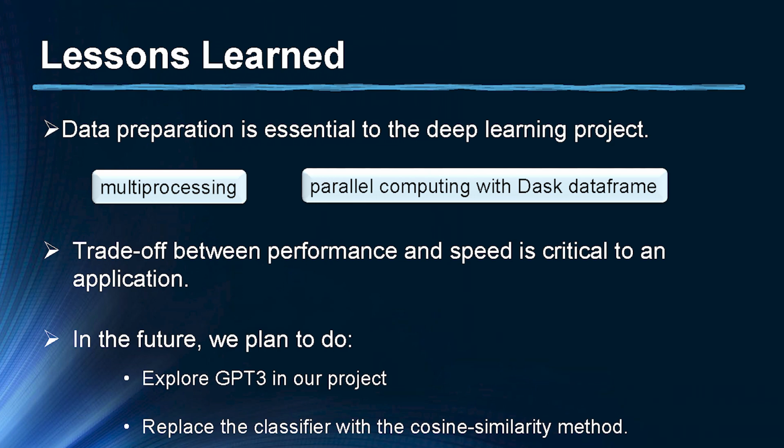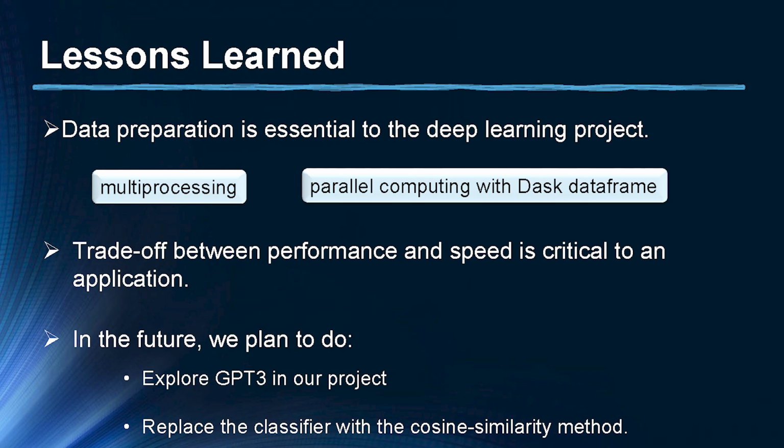In the last part, we will discuss some lessons learned during this project. We realized data preparation is quite essential to a deep learning project. We are handling a huge dataset, so we learned to use multiprocessing and parallel computing techniques in our data preparation procedure. It was a really good learning experience for us. Also, we realized that a more powerful pre-trained model may not necessarily achieve better performance. So we need to do more experiments, and the trade-off between performance and speed is critical to application design. That's what we learned during this project.